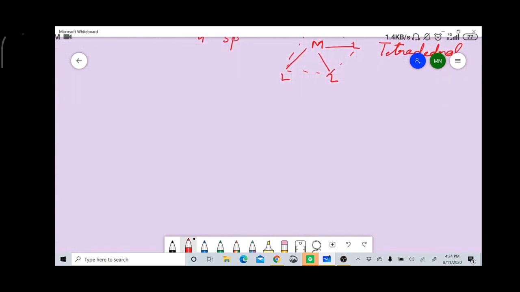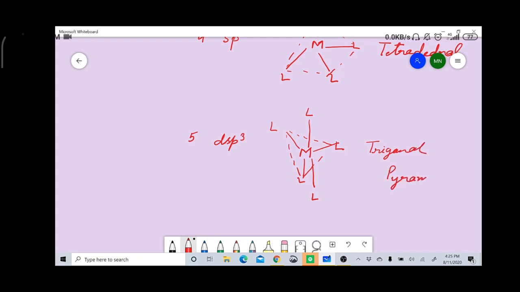In a complex with coordination number 5, 5 orbitals are required, and the hybridization is dsp3 hybridization. One inner d orbital, one s orbital and three p orbitals are used to get hybrid orbitals, and these 5 hybrid orbitals arrange themselves around the central metal atom in trigonal bipyramidal geometry.